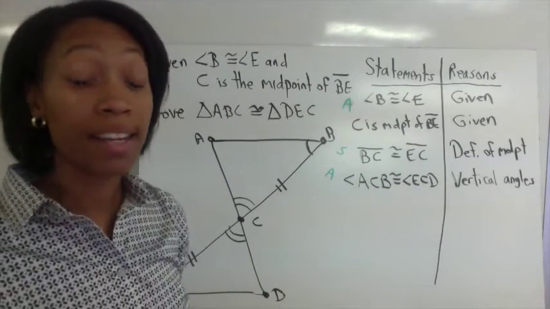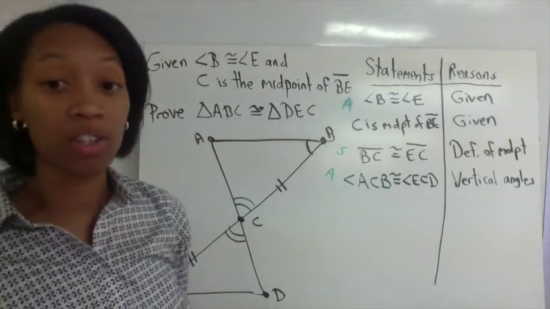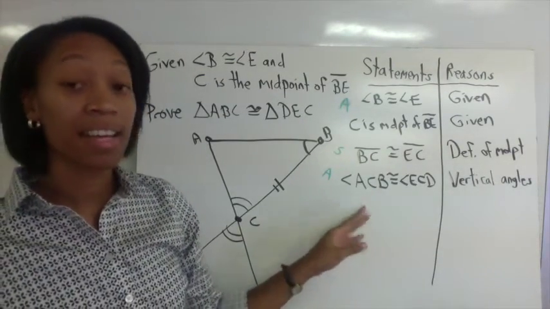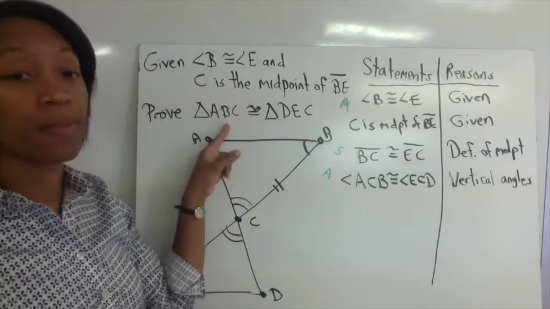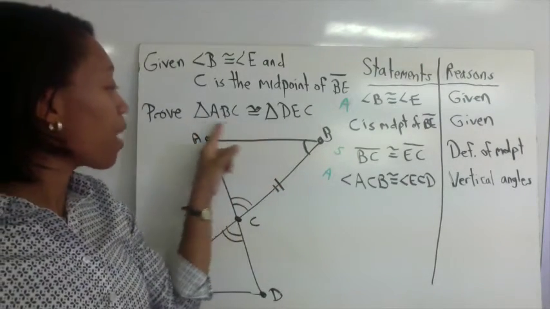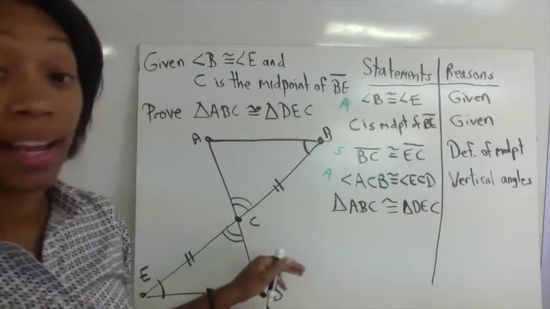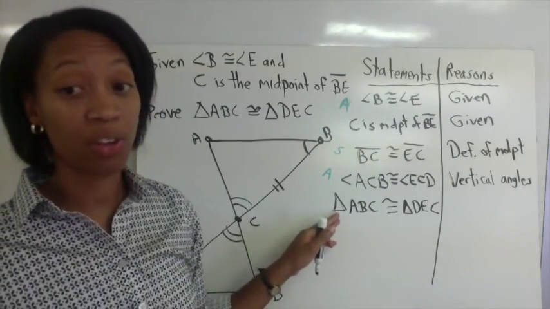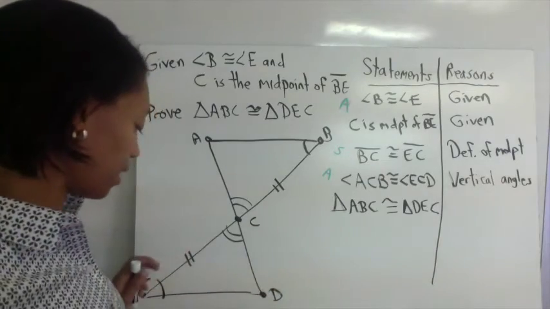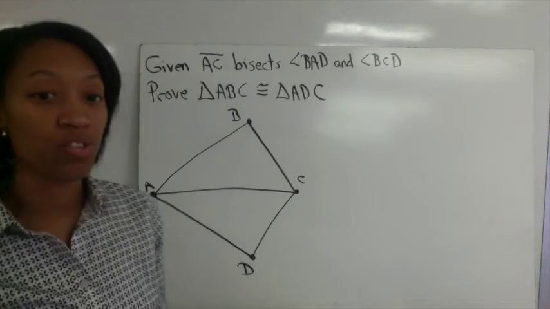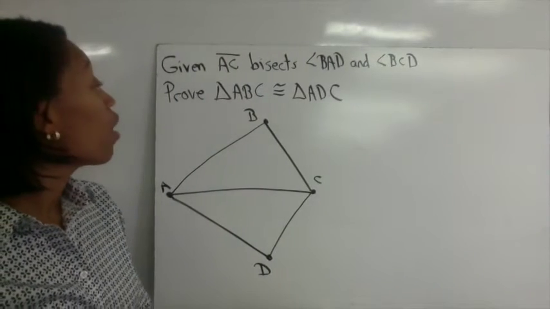So I can now be done. I can come to my conclusion. The last thing in the statements column is always what? It's always what you're trying to prove. So now I'm done. I'm going to go ahead and write down the thing that I'm trying to prove goes last in this column. Okay, and the reason that these two triangles are congruent, I just said, was angle, side, angle. And that's it. Now let's see if we can prove that these two triangles are congruent.